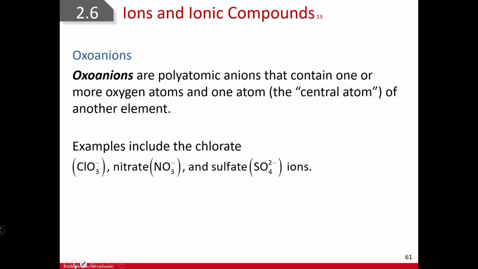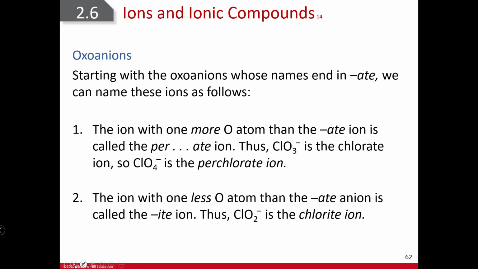All right, oxoanions. This is where oxygen is the central atom. And then here are some examples. We've got chlorate, nitrate, sulfate. And I'm going to let you read this. You can click through this, but I do an extensive talk about this in my naming video, so I'm not going to go through this again. You can read this and then you can watch the naming video, and between the two, I think you'll be fine. But I've actually already done this.